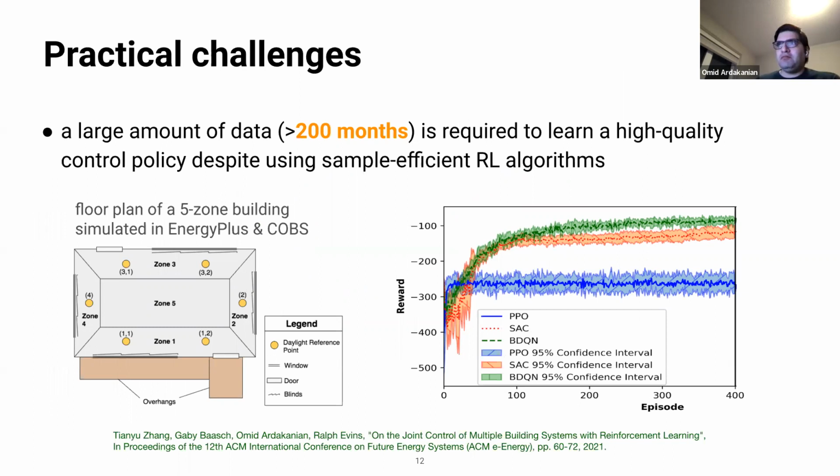Now, we used a very sample efficient reinforcement learning algorithm. In fact, 3 sample efficient reinforcement learning algorithms in our prior work. And we tried to control a simple building, a building that has only 5 zones, 4 perimeter zones and 1 interior zone. Okay, so it's a very simple building. It's simulated in EnergyPlus and COBS, the simulation environment that we built in the lab. And we wanted to see how we can train different decision-making agents. As you see on the right-hand side, this is showing the learning curve of our reinforcement learning algorithms. Y-axis is the reward, x-axis is the episode, and each episode is 1 month of interaction between the decision-making agent and the building environment. So if you want to learn a useful policy, and here by a useful policy, I mean a policy that is better than the rule-based policy, you need more than 200 months worth of data. It's very expensive to collect this much data from a building.